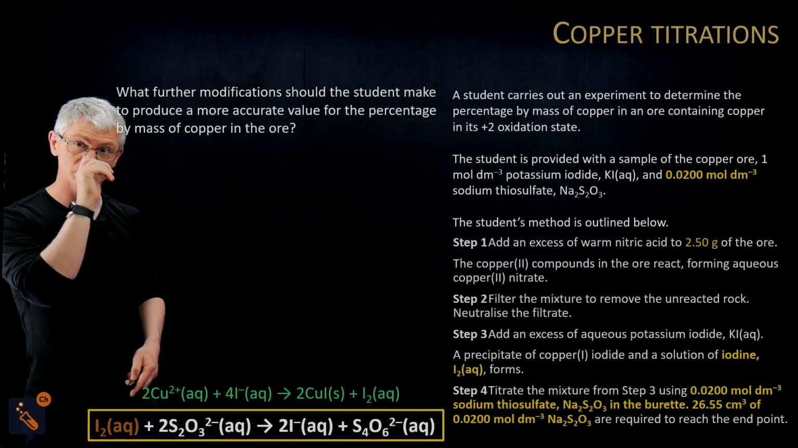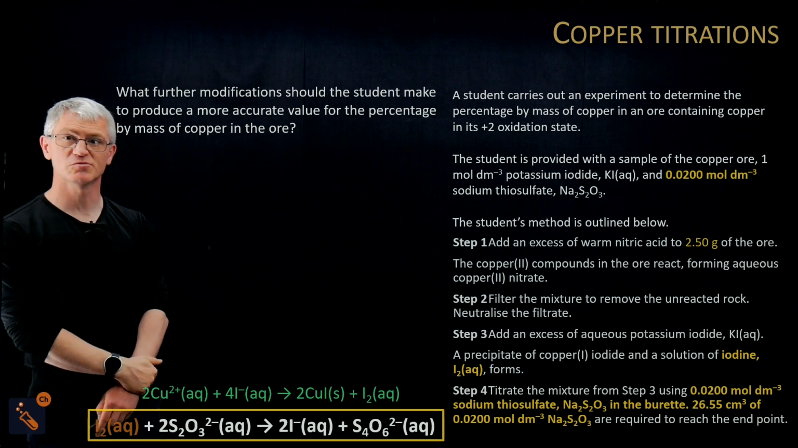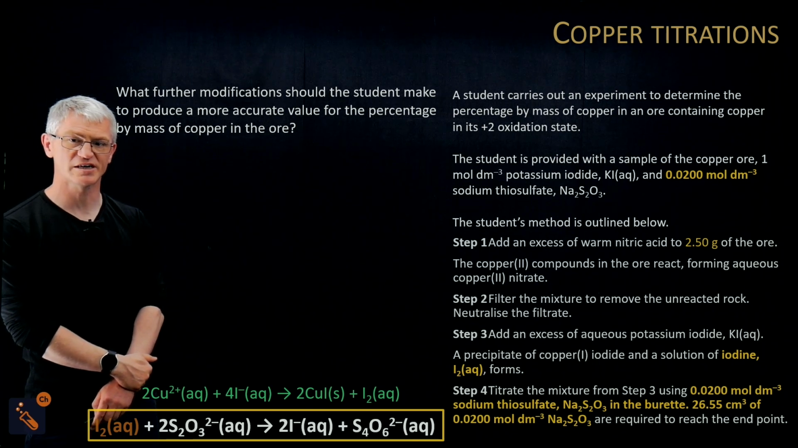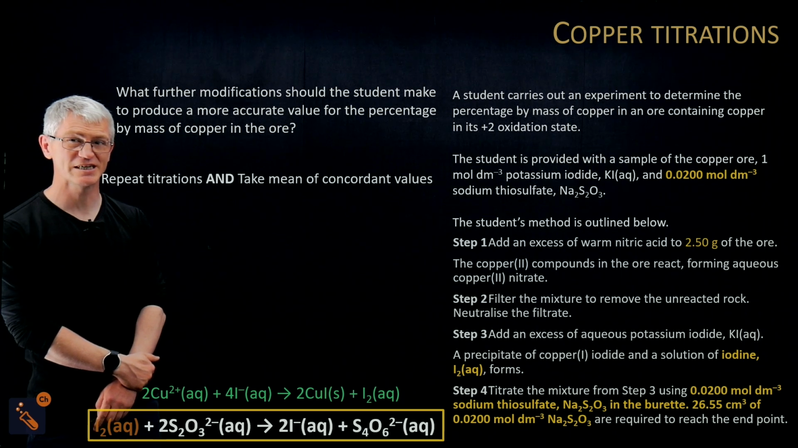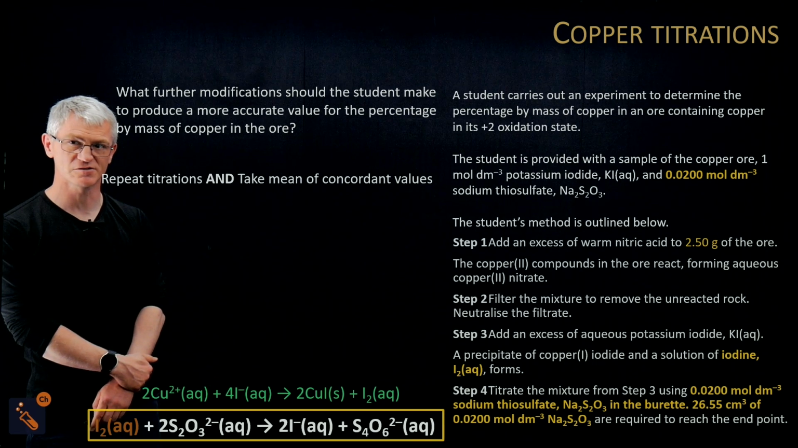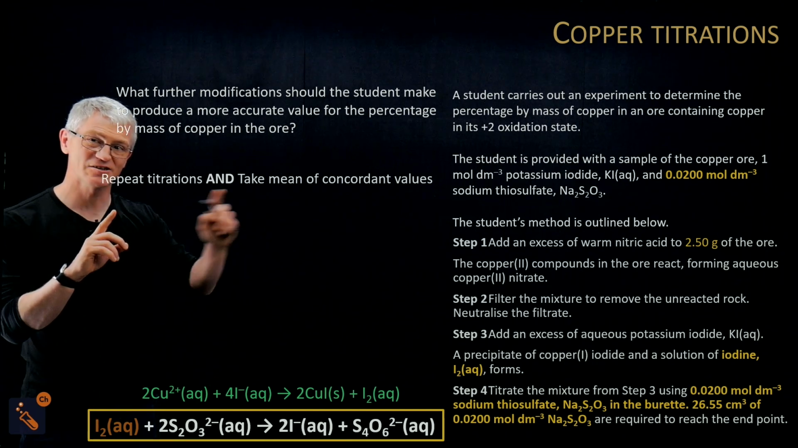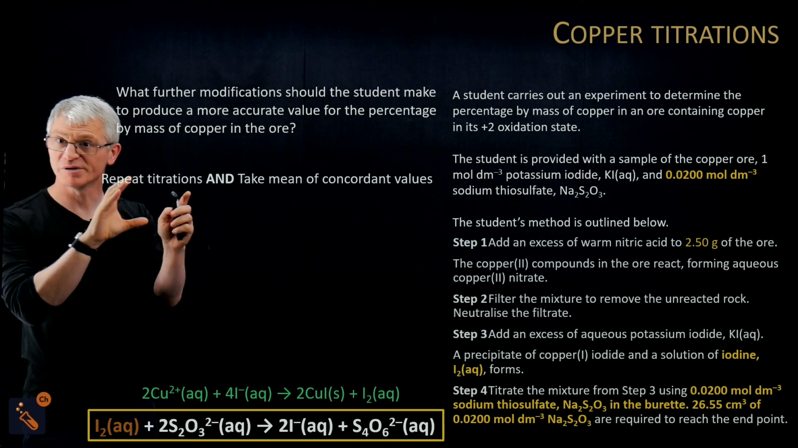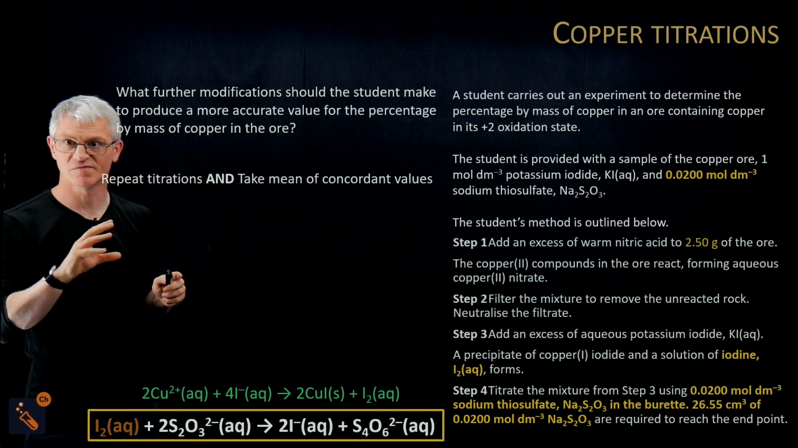What further modifications should the student make to produce a more accurate value for the percentage by mass of copper in the ore? Okay, so what would they actually do? First of all, you'd repeat it and take the mean of the concordant values. Now this is a common answer. So if you're ever asked this, what further modifications? Repeat it, take the mean using concordant values.